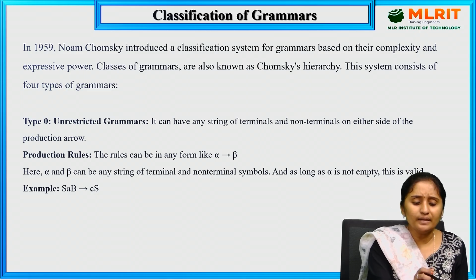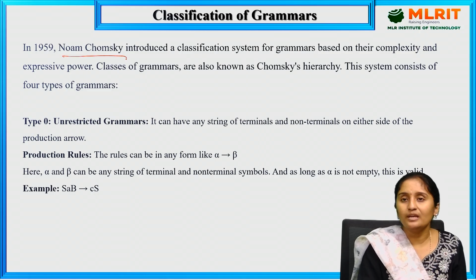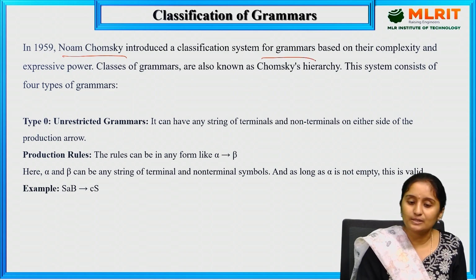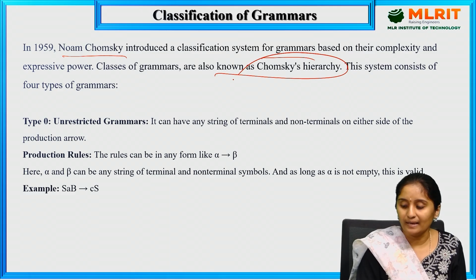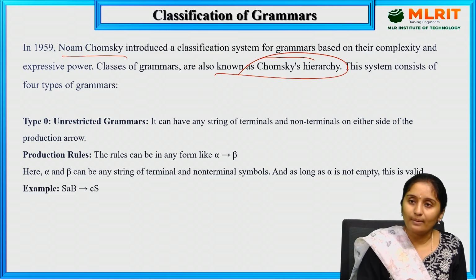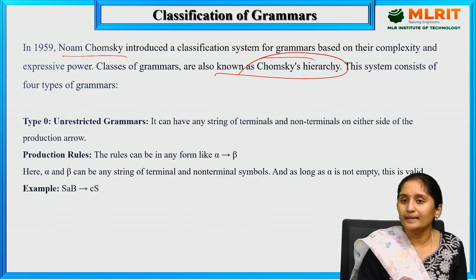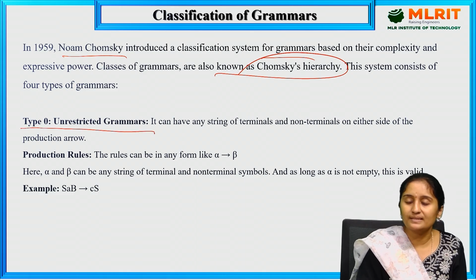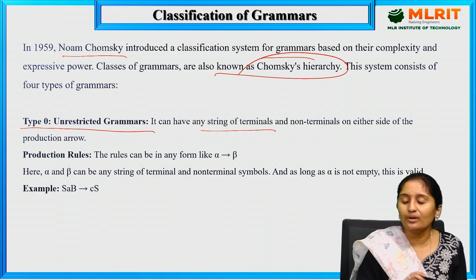In 1959, Noam Chomsky introduced the classification system for grammars based on their complexity and expressive power. These classes of grammar are called Chomsky's hierarchy. There are four types of grammars: type 0, type 1, type 2, and type 3. The first is the type 0 grammar, which is unrestricted grammar. Here we can have any string of terminals and non-terminals on either side of the production arrow.